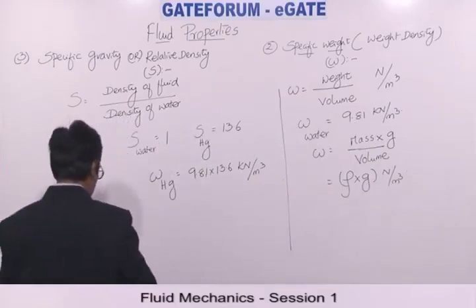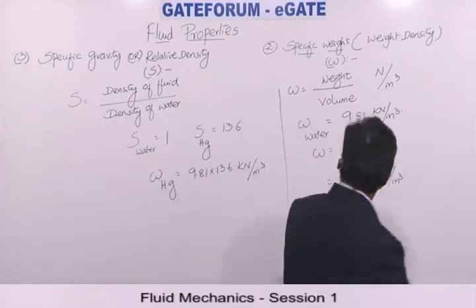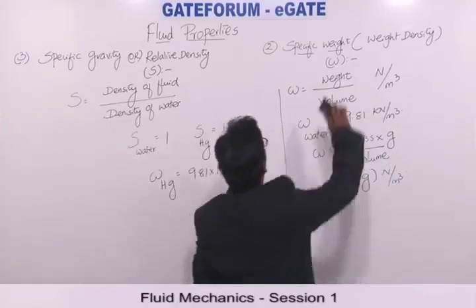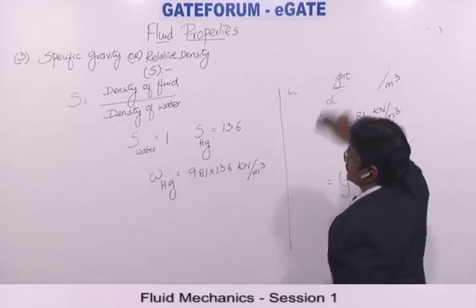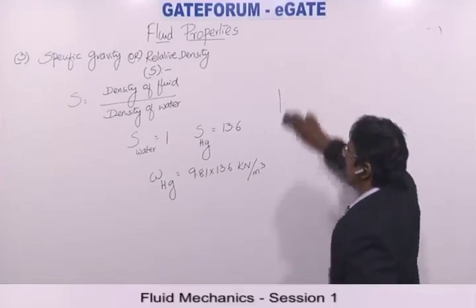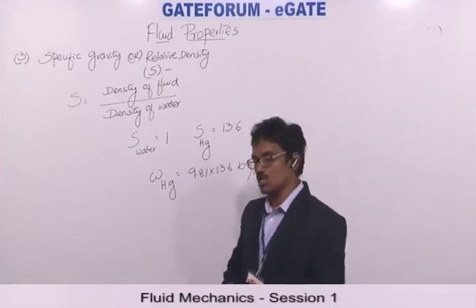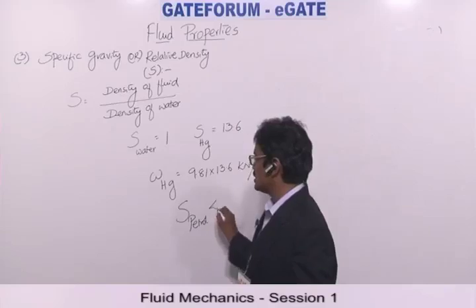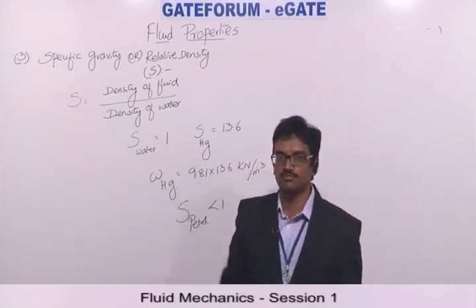So these are the 3 important properties, and the 4th property will be even more important, called viscosity. Specific gravity of petrol and diesel are lesser than 1. That is why petrol and diesel float on the water. Specific gravity of petrol is less than 1. That is why when you pour petrol on the water, it will float, it won't sink.